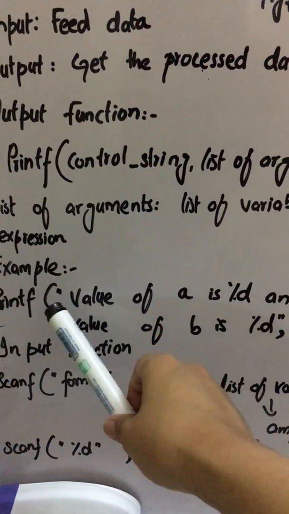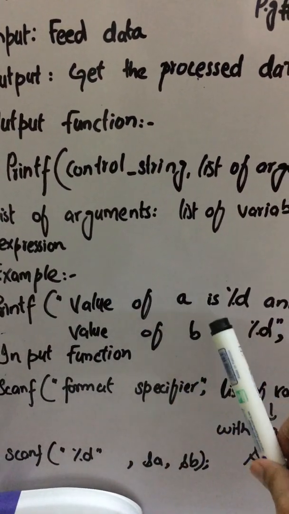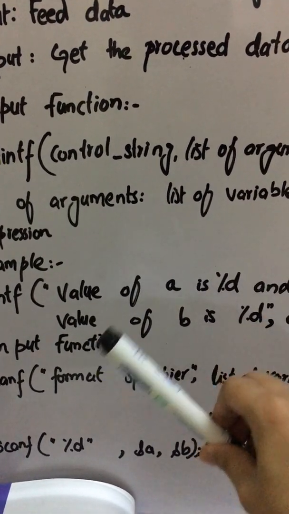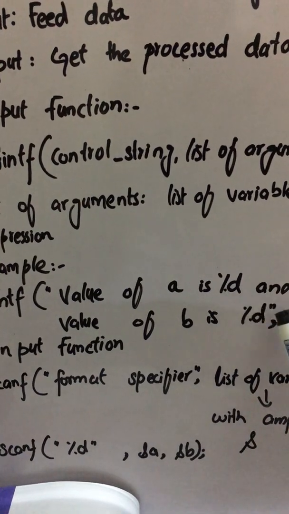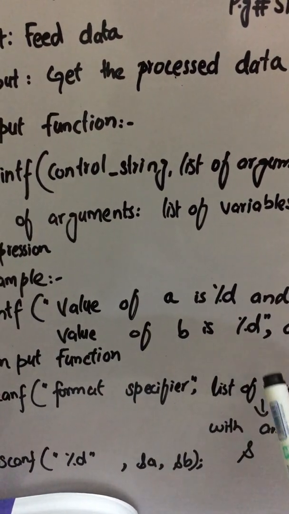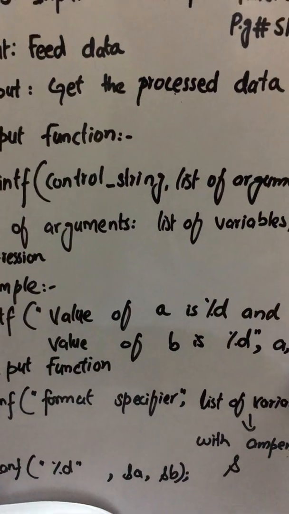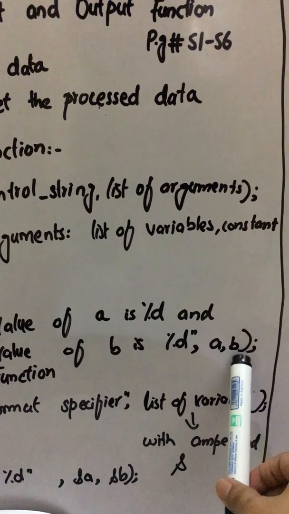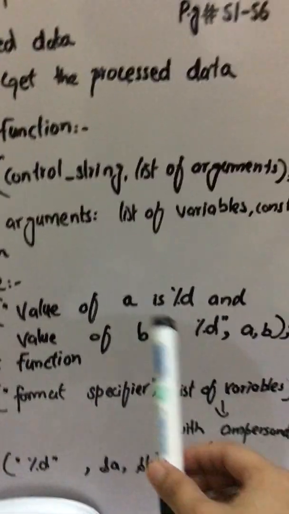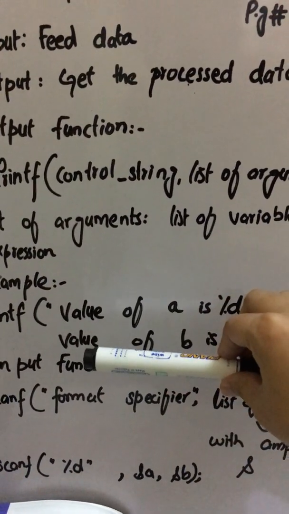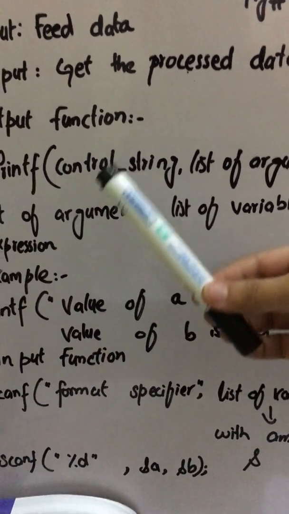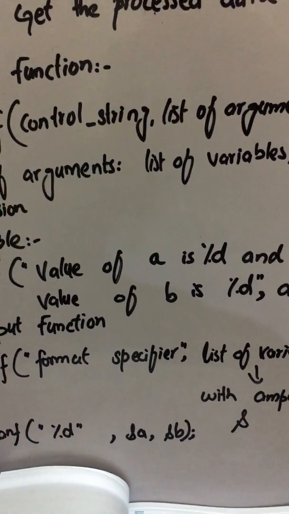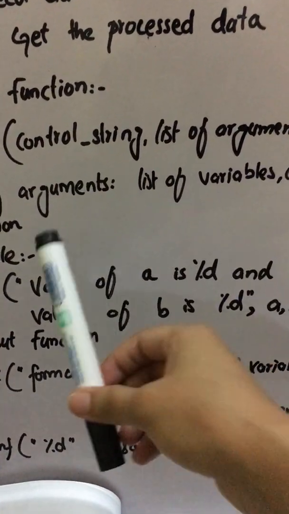in quotes. You will write value of a is %d. %d is a format specifier. We will discuss it later. And value of b is %d, comma a, comma b. So a and b are the variables. So you can say that this is the list of variables, and in double quotes we have put the control string. Control string means that anything that you want to print on the screen will be printed as it is, as per your requirement. So whatever you want to print, you can put it in the double quotes.